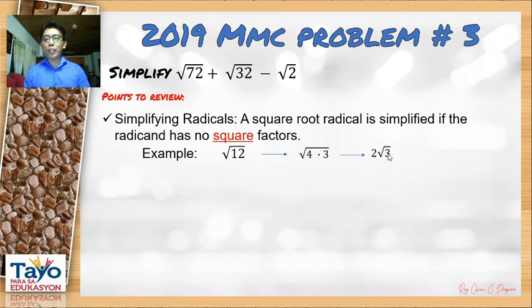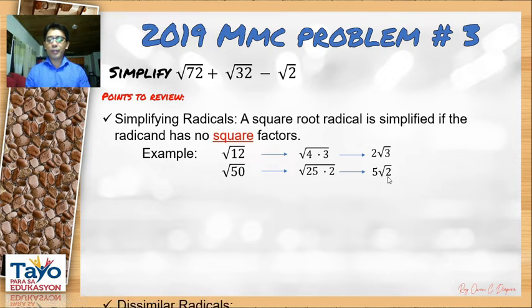And square root of 4 is of course 2, so we get 2 square root of 3. 3 here is actually the factor that is considered to have no square factors anymore. Another example is square root of 50. Of course, that is the same as square root of 25 times 2. And square root of 25 is 5. Copy square root of 2.